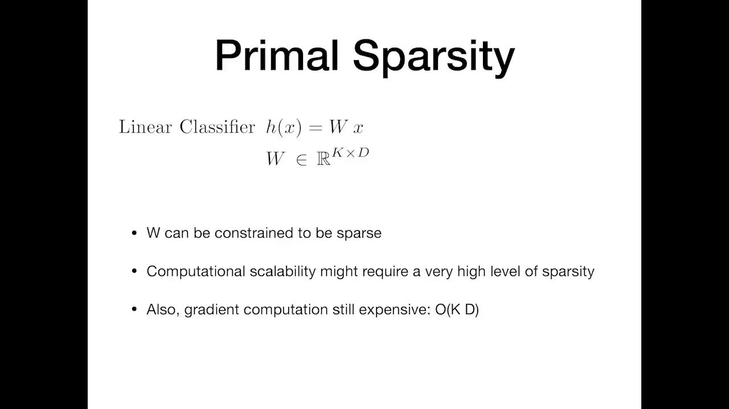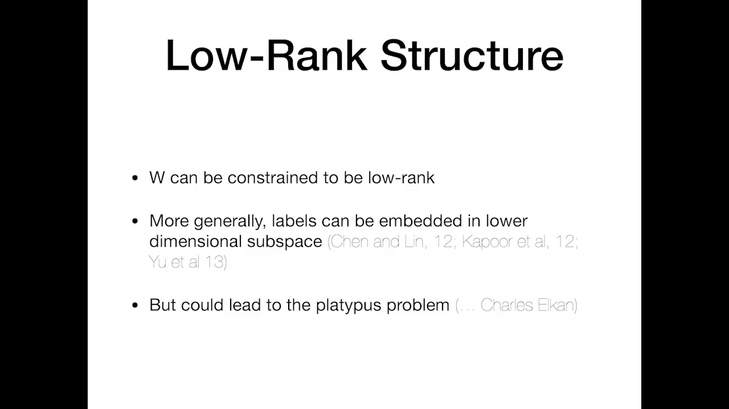Just a single gradient for a single sample is going to take order k times d. Expensive, right? And so what people have done is try to search for other more reasonable structures. A common thread of work is assuming low-rank structure. And you can assume this low-rank structure in various parts of the story.